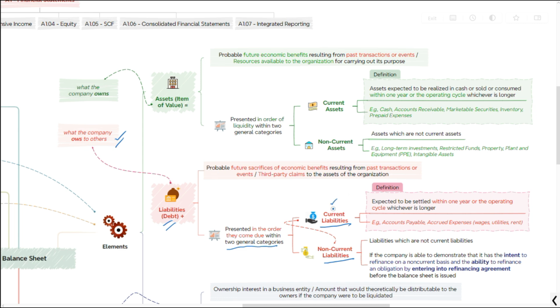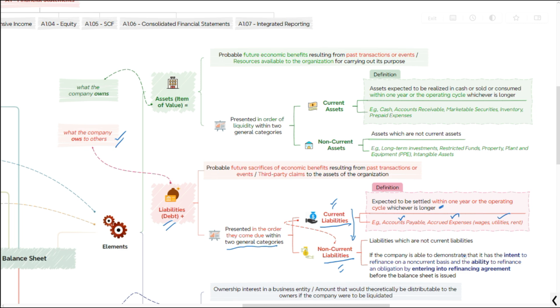So how do you define the current liabilities? Current liabilities are the liabilities expected to be settled within 1 year or the operating cycle, whichever is longer. The examples of current liabilities are accounts payable, accrued expenses, wages, utilities and rent. Non-current liabilities are the liabilities which are not current liabilities. And the current liabilities can be converted to non-current liabilities if certain criteria are met.